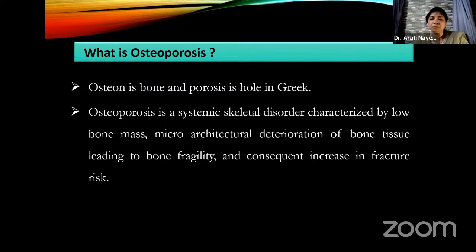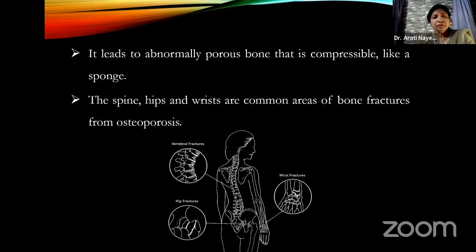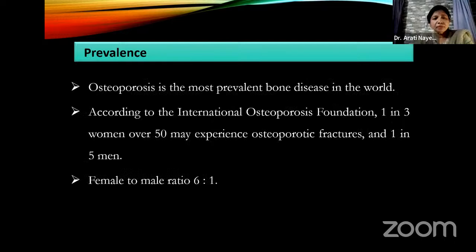I'll discuss osteoporosis in detail. Osteoporosis is a systemic skeletal disorder characterized by loss of bone mass and microarchitectural deterioration of bone tissue, leading to bone fragility and consequent increase in bone fracture risk. It leads to abnormally porous bone that is compressible like a sponge. The spine, the hip, and the wrist are the commonest areas of bone fracture from osteoporosis. According to the International Osteoporosis Foundation, 1 in 3 women over 50 may experience osteoporotic fractures, and 1 in 5 men.